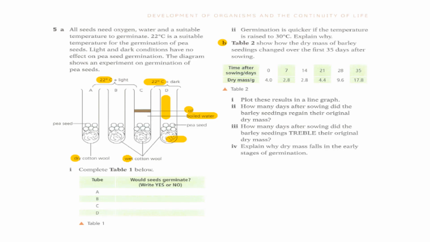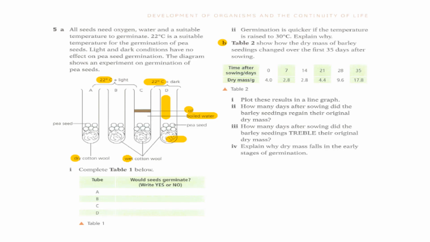If we go to the last tube, tube D. In tube D, what do we have? We have suitable temperature, we have water, we have air. So all the conditions are suitable for the seed to germinate. So the answer for D is yes, it will germinate.